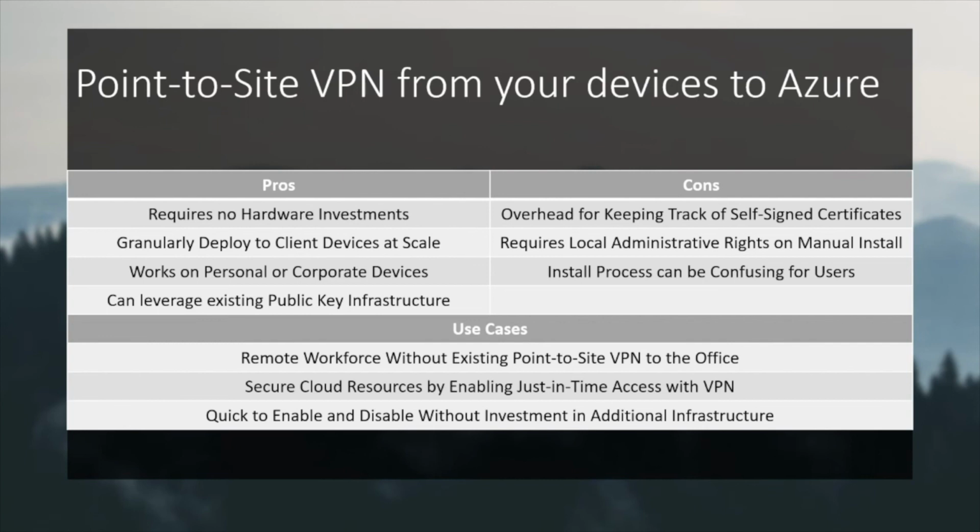And the install process can be a little bit confusing for some end users simply because your typical daily workflow does not involve installing a client certificate and connecting to your VPN with the Azure method. But that aside, the use case for this specific solution is that you've got a remote workforce without an existing point-to-site VPN to the office. If you've already got point-to-site VPNs to your office infrastructure, then very likely that office infrastructure can handle the site-to-site VPN up into Azure. So that may be the route you want to go.